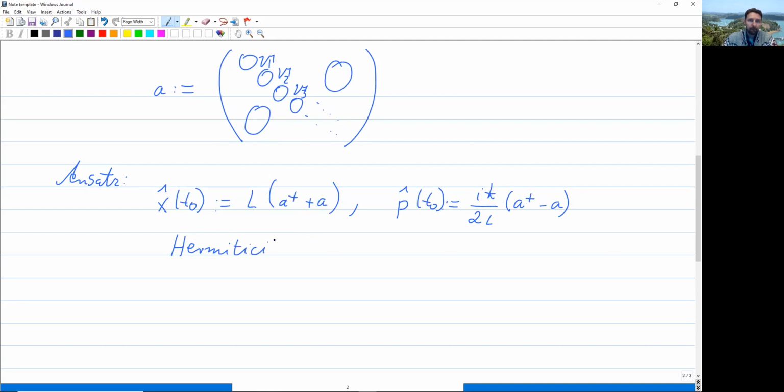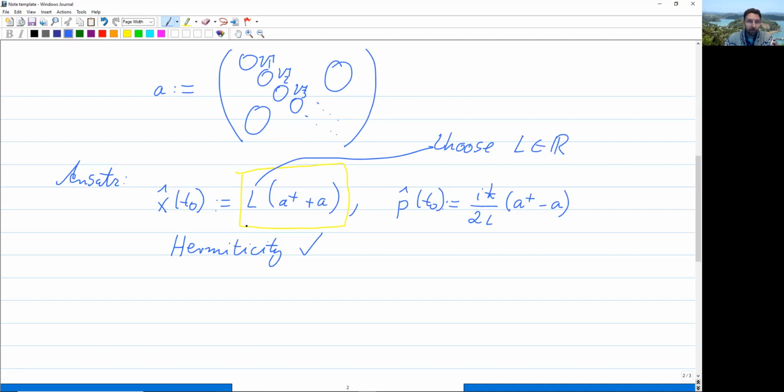Hermiticity is okay. How do we know that? Well, because you see, x hat dagger is equal to x hat, because let's look at the structure of this expression. All we need to do to ensure that this expression is Hermitian is that we choose L real, right? If L is real, then the dagger of this expression here is going to be L times A plus A dagger.